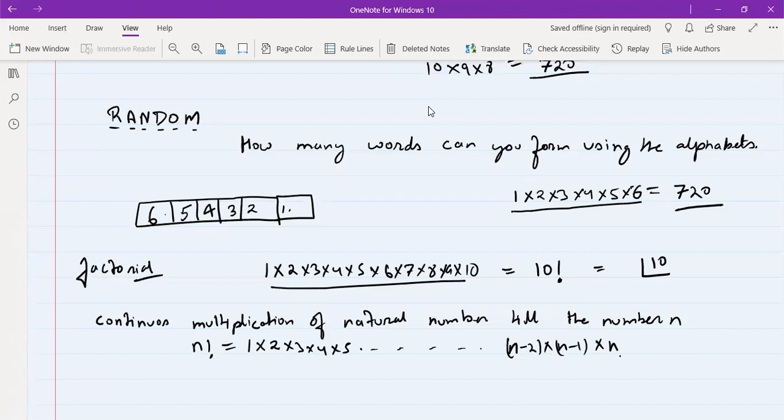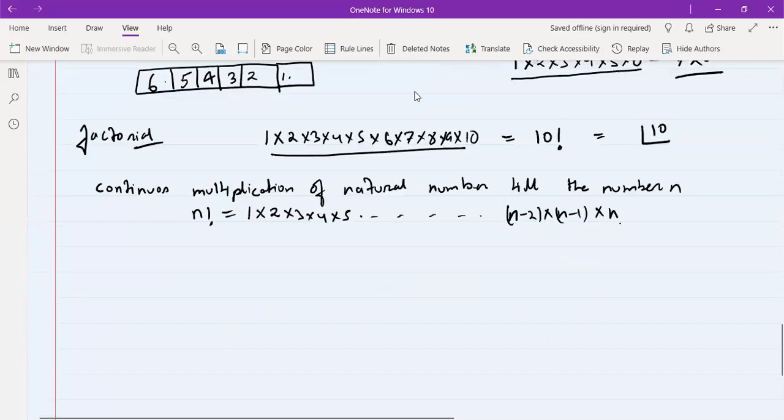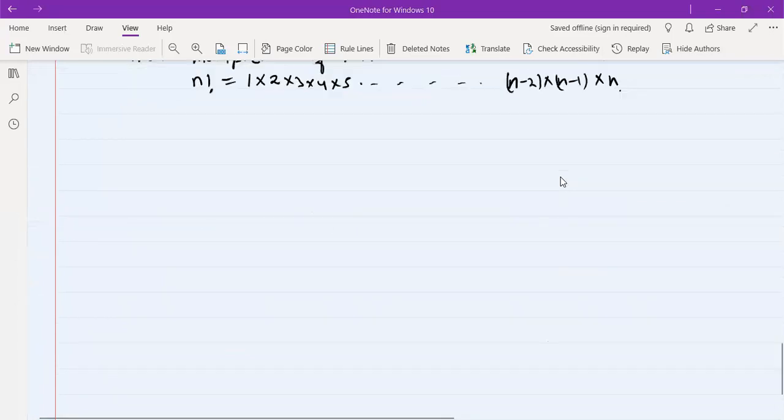Got it, everyone? Tell me, got it? Yes or no? Everyone got this? Just raise your hand if everyone got this. Very good, everyone. Now tell me, just tell me this. 7 factorial is equal to 6 factorial into 7. Correct or wrong? Is it correct or wrong?